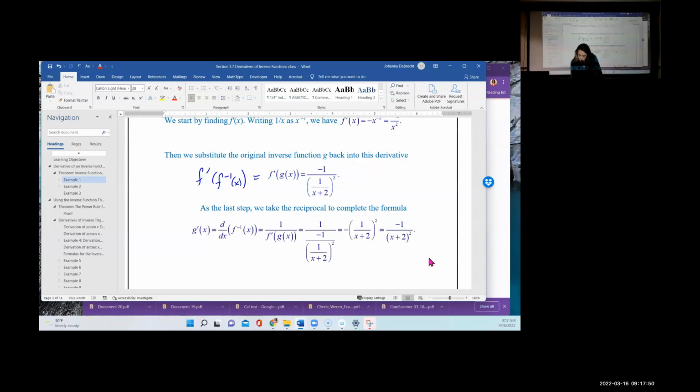So this means that the derivative with respect to x of the formula, what was the original again? I've got to go back and find it. 1 over x plus 2 is -1 over x plus 2 quantity squared. All right. Now you may ask yourself, is that shorter than just finding the derivative directly? And the answer is going to be no. It is not shorter. In fact, it's longer.